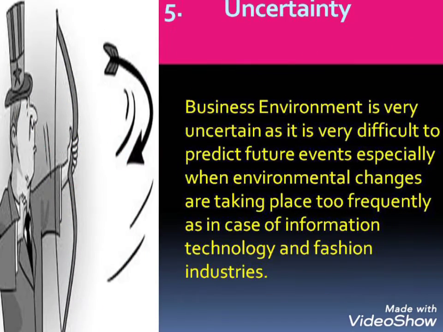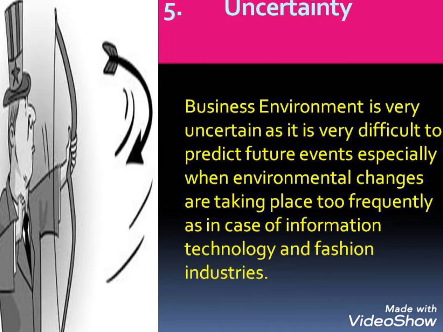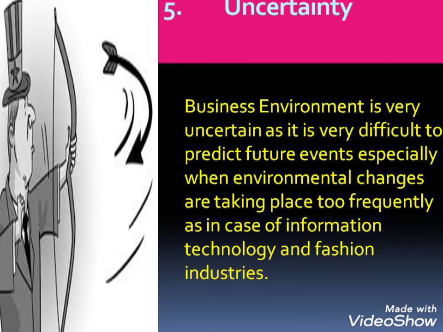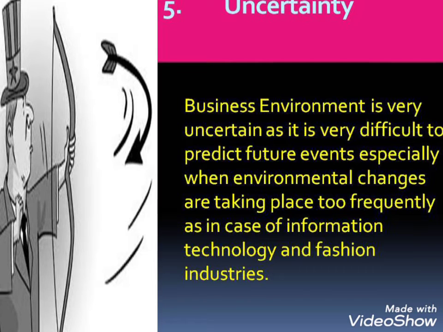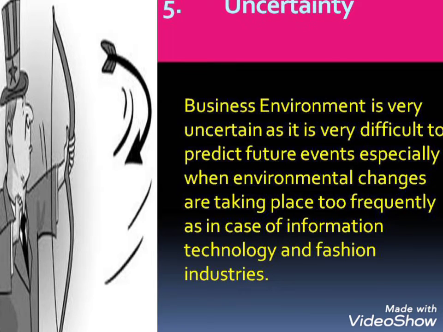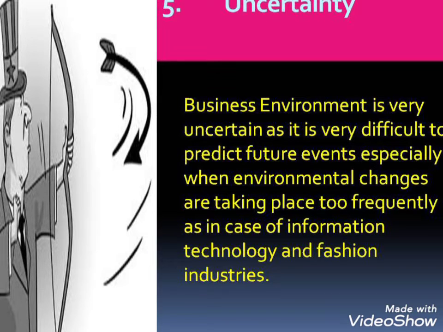Uncertainty is another feature of business environment. Uncertainty means lack of precise forecast of future happenings because of rapid changes in business environment, particularly in technological aspects. Business environment is very uncertain as it is very difficult to predict future events, especially when environmental changes are taking place too frequently, as in case of information technology and fashion industries.